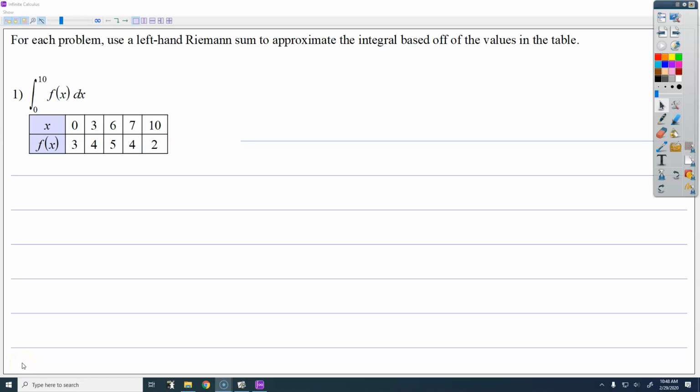Alright guys, we're going to go ahead and prepare for your test on Monday here. So here's your study guide. Whatever you need help with, let's take a look at it.